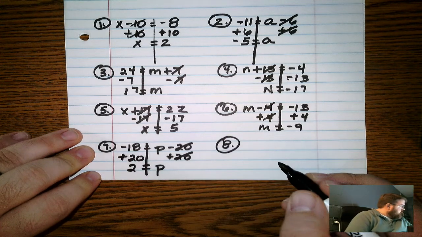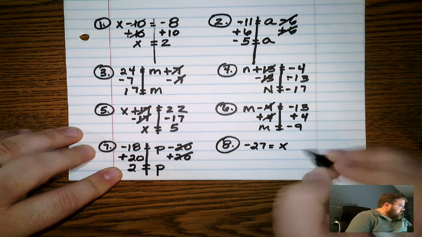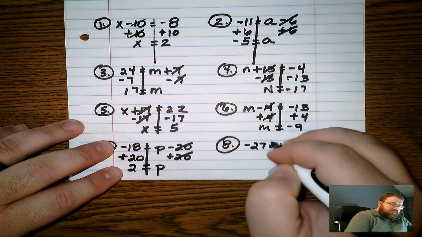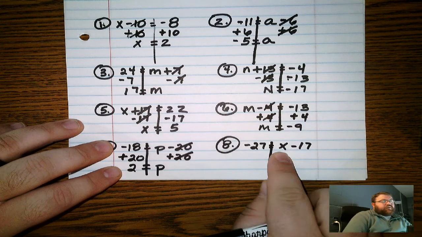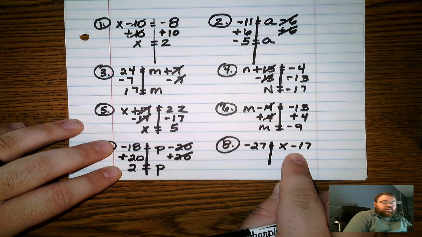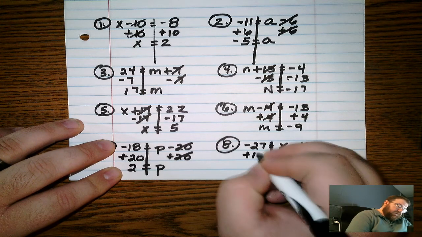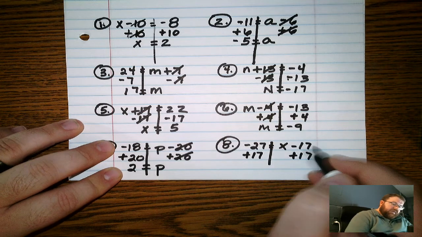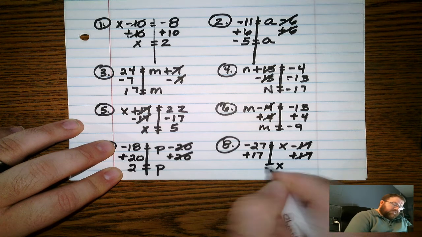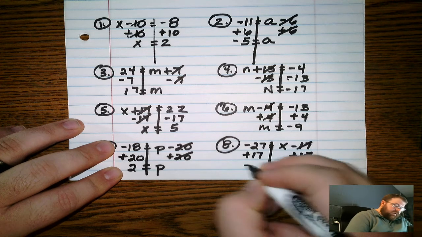Number 8 is negative 27 is equal to x minus 17. I'm going to draw my line, find my variable, ask myself what is the opposite of negative 17, and that is adding 17 to both sides. The 17's cancel, leaves you with x is equal to negative 27 plus 17 is negative 10.